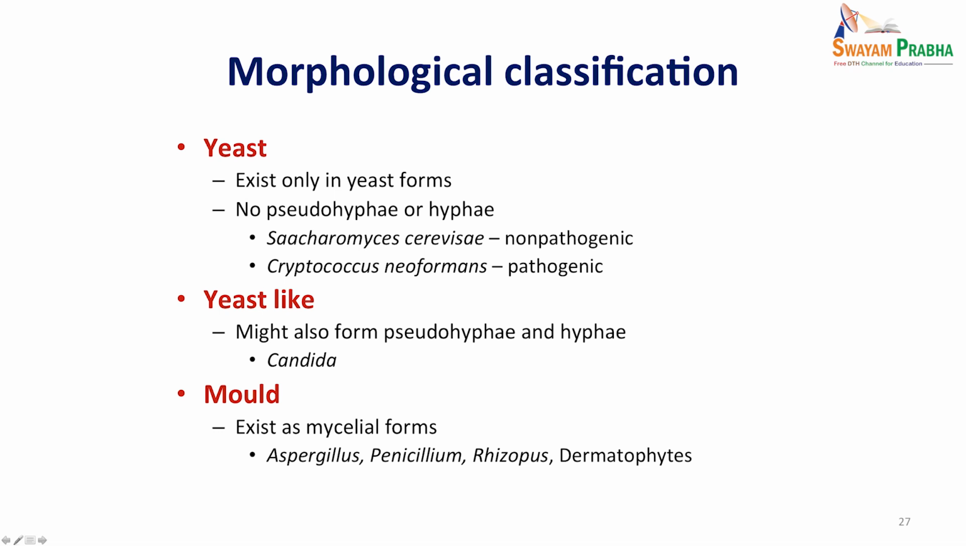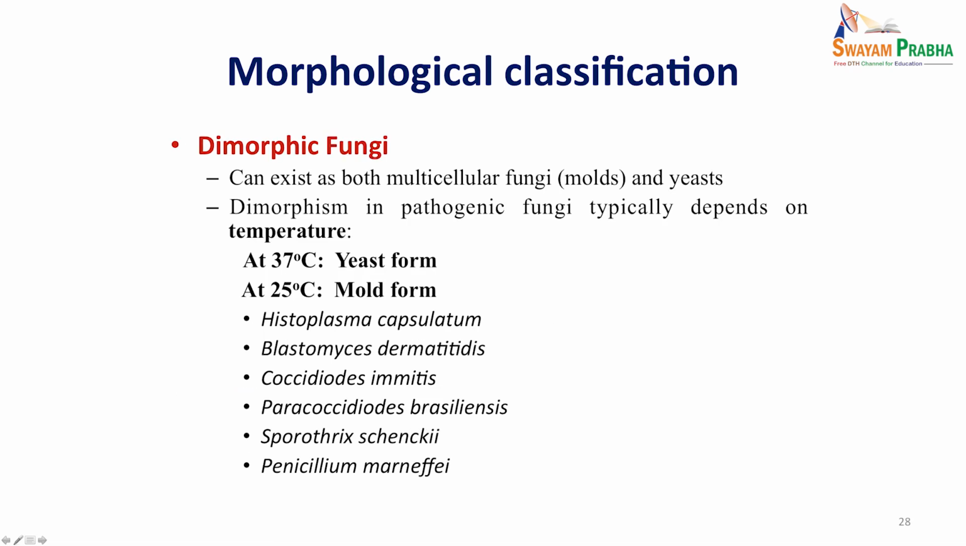Molds, on the other hand, exist as mycelial forms. This can occur in any of the bread molds: Aspergillus, Penicillium, Rhizopus, etc. While the dimorphic fungi are another class of fungi which can grow in two forms, that is why they are known as dimorphic fungi. At 37 degrees centigrade, they are present in the yeast form or unicellular form, and at room temperature or 25 degrees centigrade, they form molds or are seen as mycelia. This is usually seen in the systemic fungi which cause systemic mycosis, and Histoplasma, Blastomyces, Sporothrix, and Penicillium marneffei are some of the ones which act as dimorphic fungi.